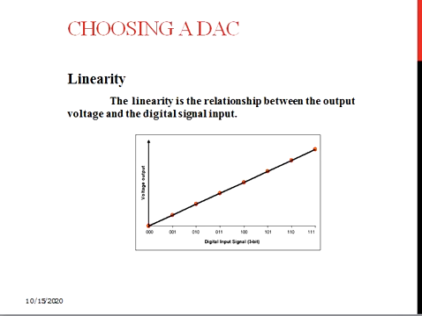The linearity is the relation between the output voltage and the digital signal input. Here you can see on the x-axis the digital input, in zeros and ones, which we need to convert into the corresponding analog output values on the y-axis.